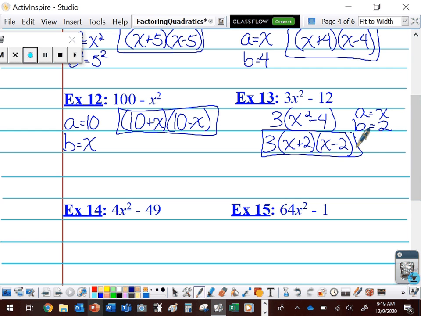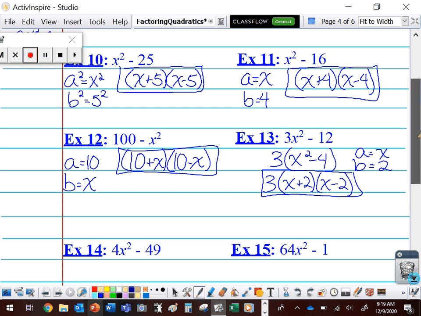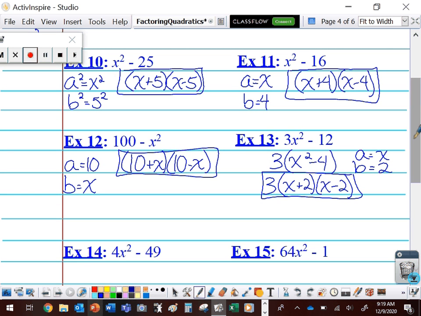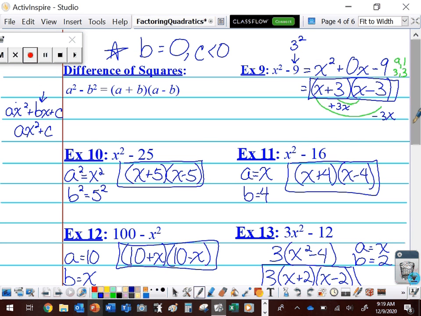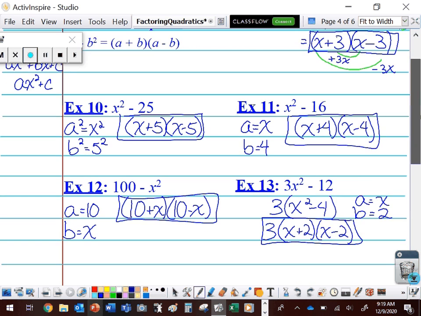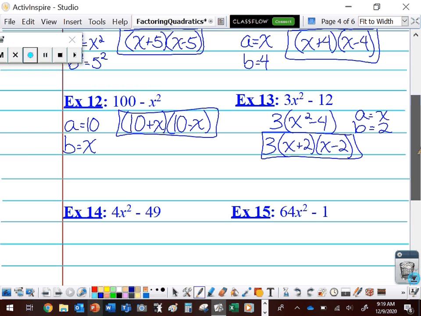Okay, now the question that we always get is how do we recognize that it is the difference of squares? Well, like I said, guys, recognize that you have one thing squared minus another thing squared. There's no bx term. There cannot be a bx. It has to be missing. Your b has to be 0.